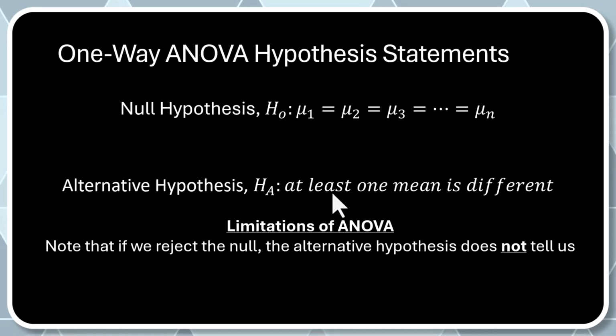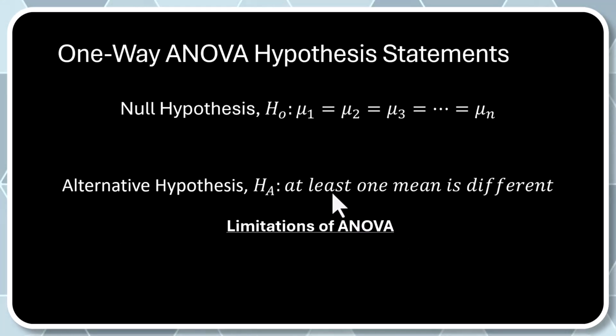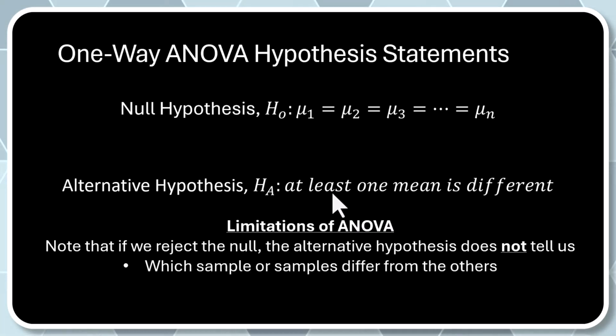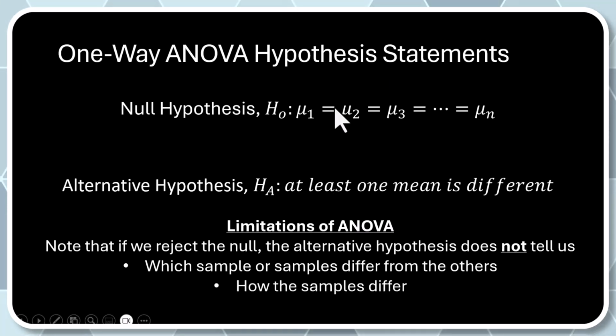So notice that if, let's say, I have statistically significant evidence to support the claim that at least one mean is different, do I know which mean that is referring to? I absolutely don't, right? I don't know which sample is different from the rest, or if more than one sample is different, right? And I also don't know how the samples differ, right? So let's say I have 3 samples, right?